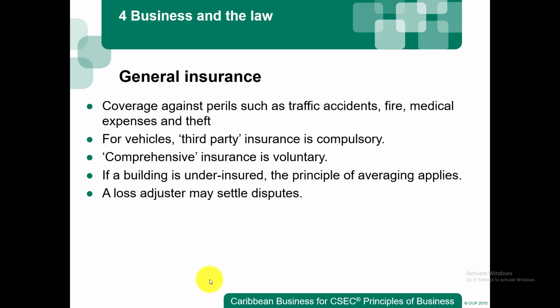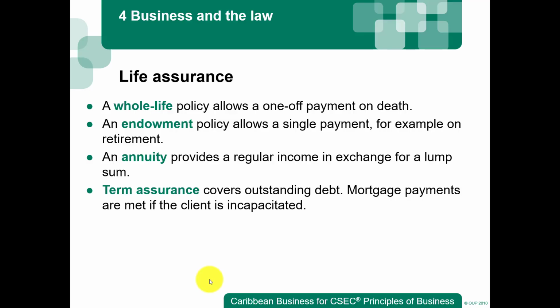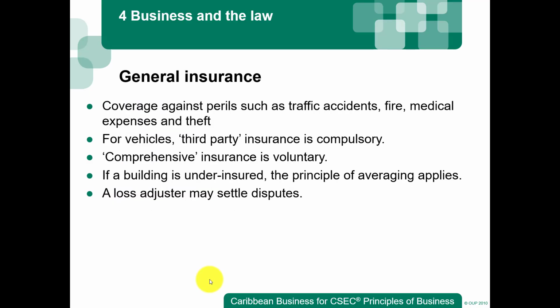Types of insurance. Let's look at types of insurance. You have general insurance, such as coverage against perils like traffic accidents, fire, and medical expenses. You have vehicle insurance and those things. But then you have what you call life assurance. Now, insurance and assurance, what is the difference? Insurance is for when you insure against something that might happen, such as a fire or an accident. You might go through your life and never get in an accident. It might happen. That's why you insure against something that might happen.